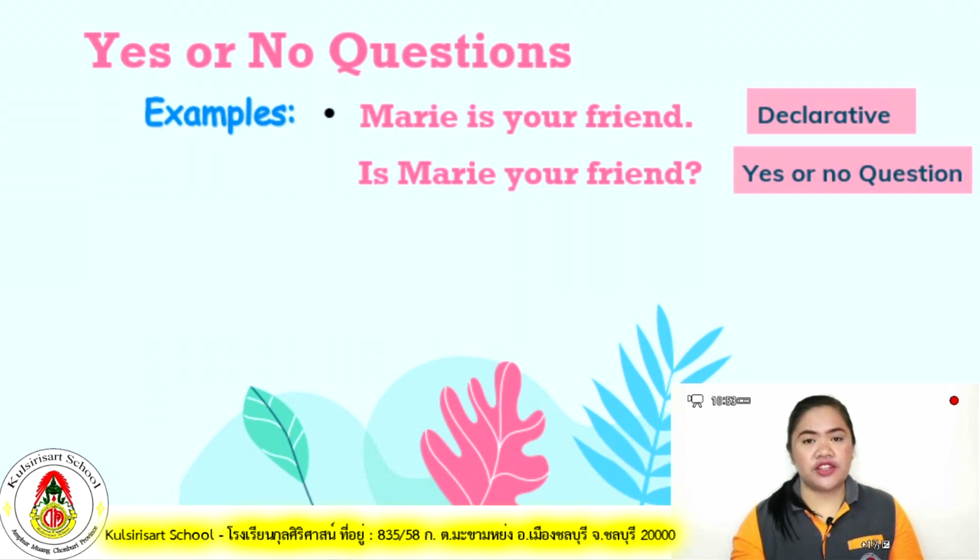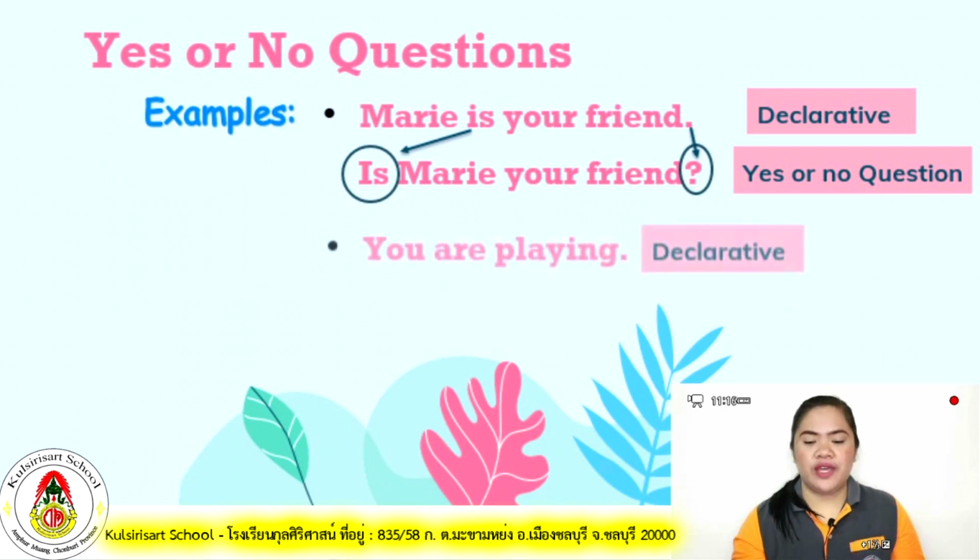And try to look at the structure. We have the be verb comes first. In the declarative, it comes second. But in the yes or no question, it comes first. And from full stop, the punctuation becomes question mark. Okay? We have another example.